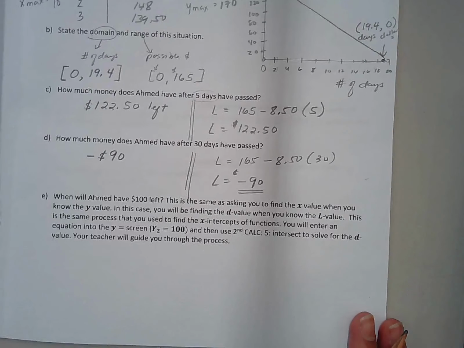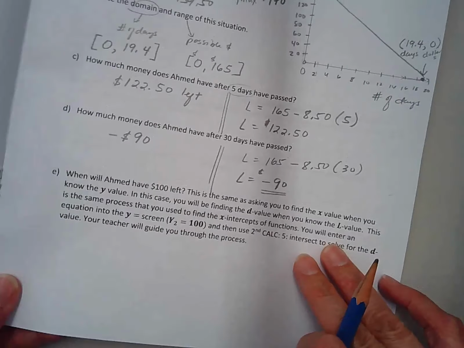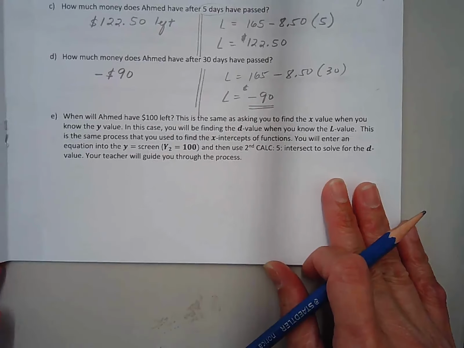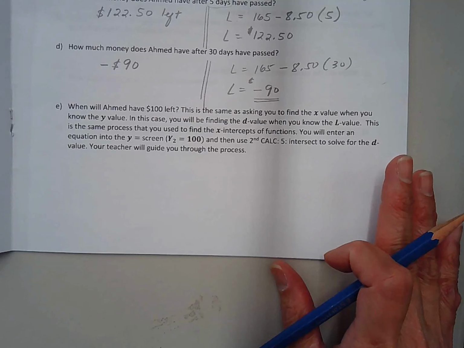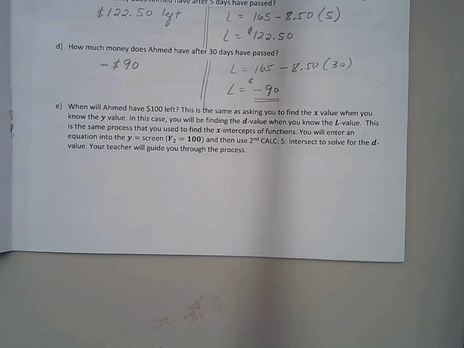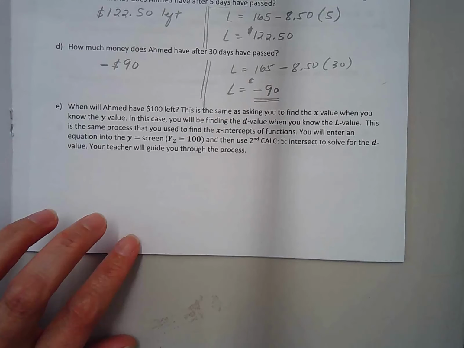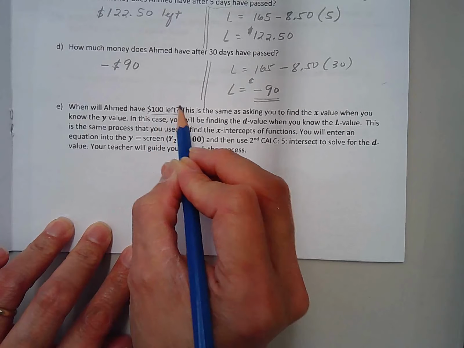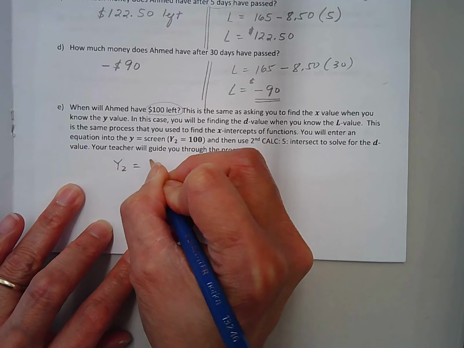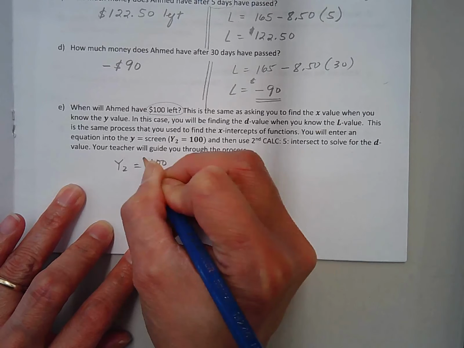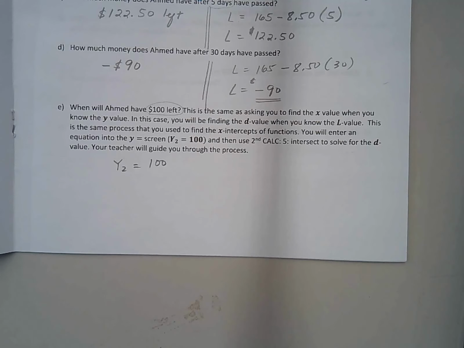Yep. Okay. I'm going to do letter E, and then we're going to call it a day. I'll call it a year. How's that? I like saying that. When will Ahmed have $100 left? Okay. Now here's what we're going to do. For the dollars left, we're going to go Y2 equals $100.